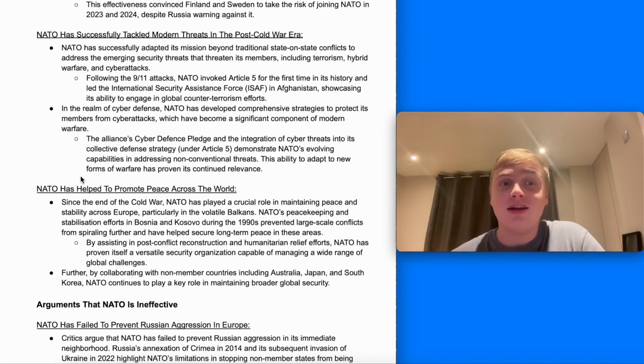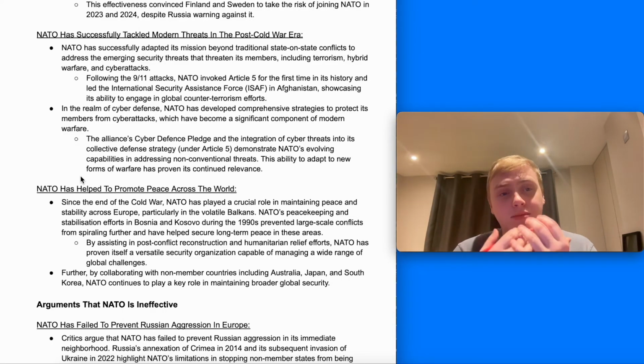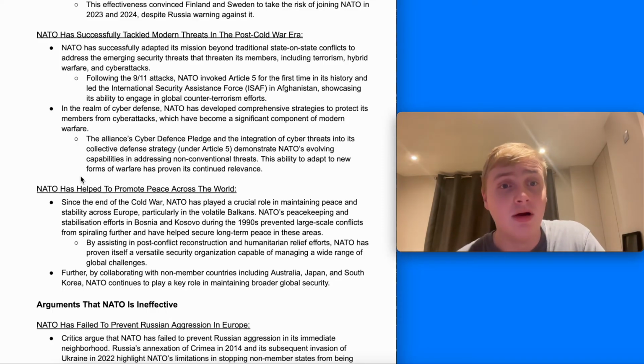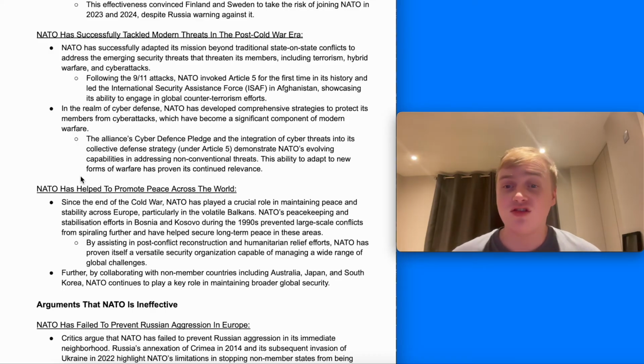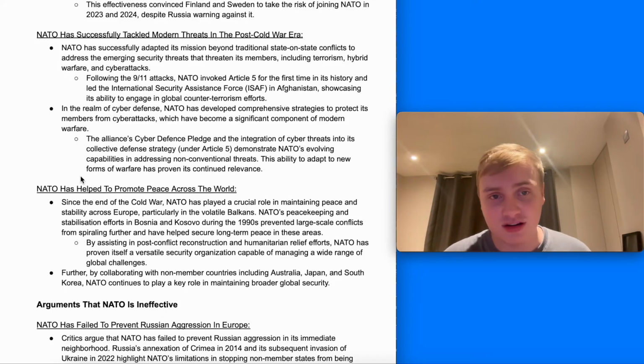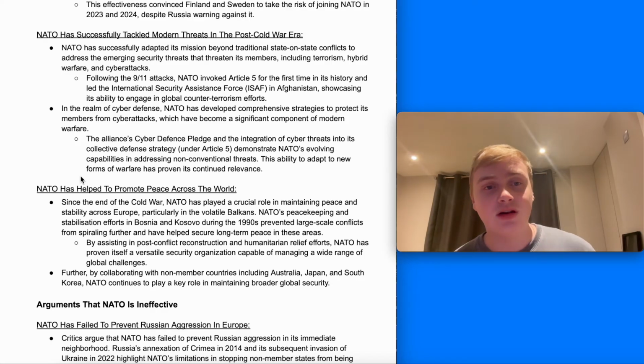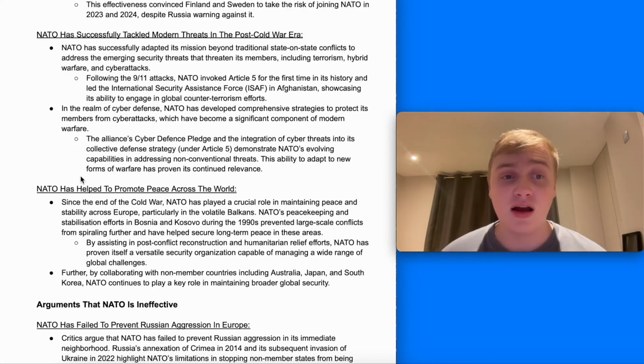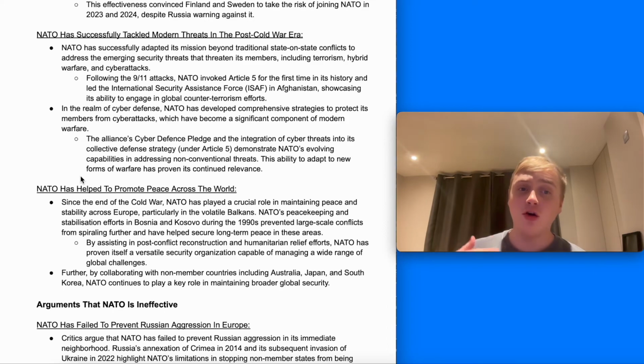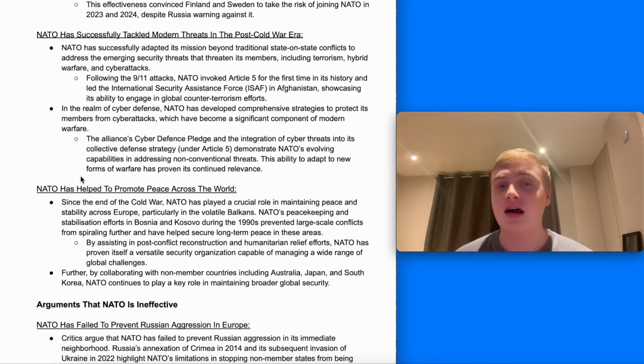It can also be argued that NATO has been really successful in tackling modern threats in the post-Cold War era and really adapting to new threats. So it's adapted its mission beyond traditional state-on-state conflict to address emerging security threats that define the 21st century. So it's not just threats from other states, it's now terrorism, hybrid warfare and cyber attacks, including from states but also non-state actors. And following 9/11, NATO invoked Article 5 for the first time and showcased its ability to lead global counter-terrorism efforts in Afghanistan.